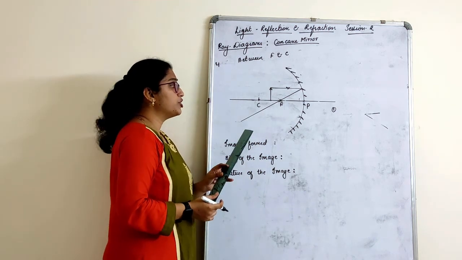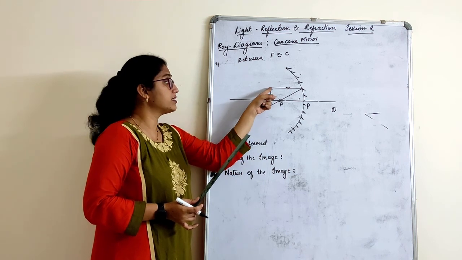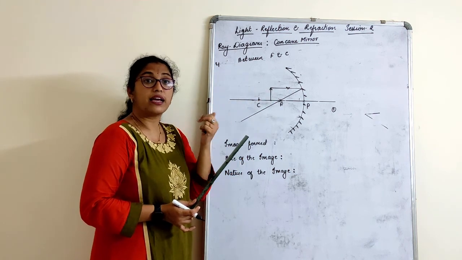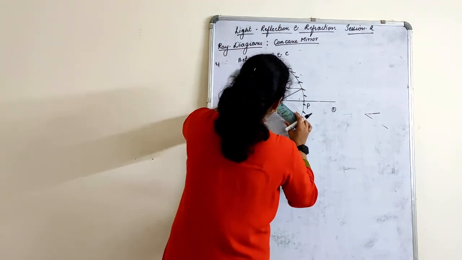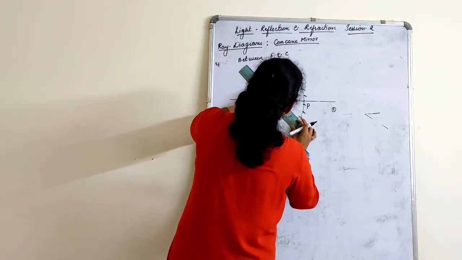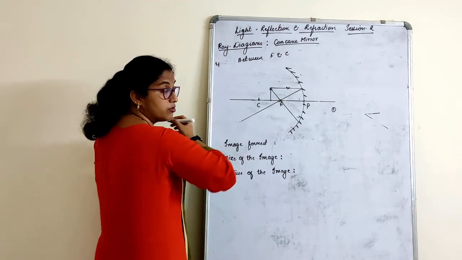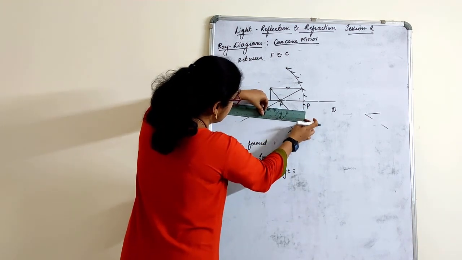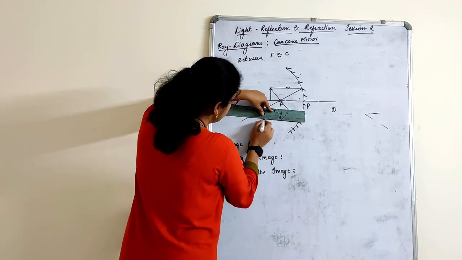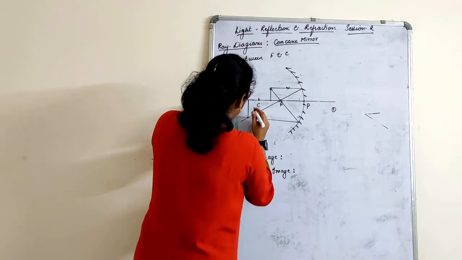Now, what should I do with the second ray? Can I pass the second ray through the curvature? No, the object is kept here. How can I use the curvature rule? I can't use the curvature rule. I have to use the focus rule. Let me pass the ray through the focus. When I pass it through the focus, what will happen? This has to go parallel to the principal axis. So parallel to the principal axis here. Image formation is done here.